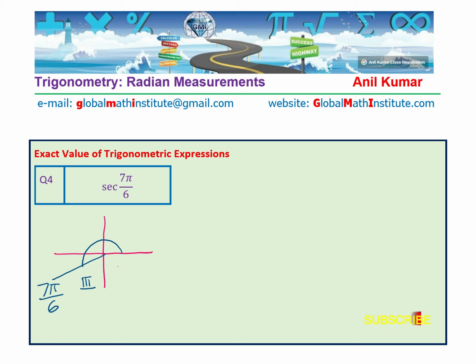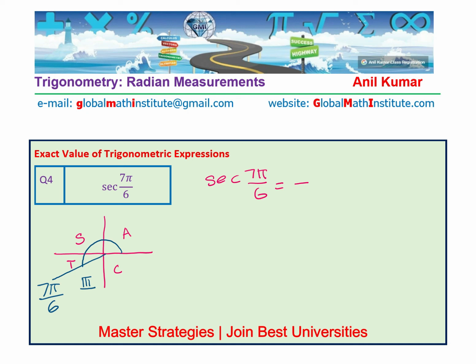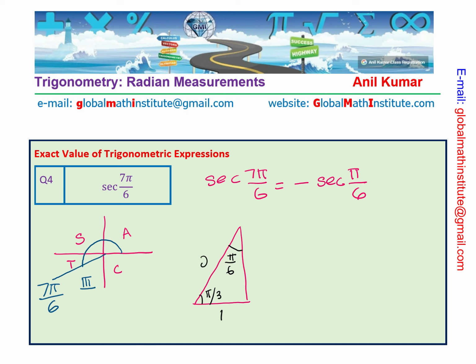If you apply the CAST rule, we know secant being the reciprocal of cos is going to be negative. So we can write down here secant 7 pi by 6 has to be negative. It is basically equal to negative secant pi by 6, right? Because the related acute angle is pi by 6. So let's make our triangle for pi by 6. Let's look into it. How does it work out? So this is pi by 6. Here we have pi by 3. Triangle 1, 2, square root 3.